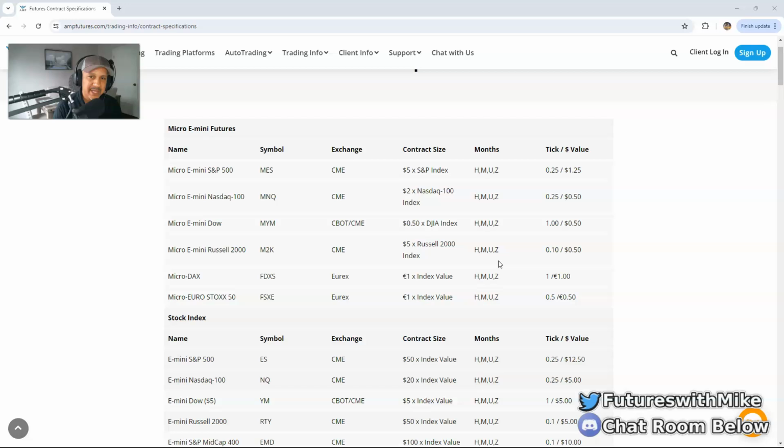Then you have July, August, September. That's the U contract, the contract that we're in right now. And then somewhere in September, there'll be a date around the 15th or somewhere around there to where things will roll over. You have rollover dates. That's why you have each one of these contract months.